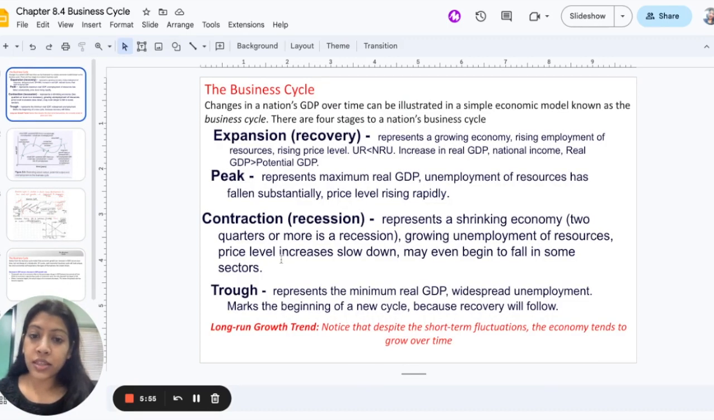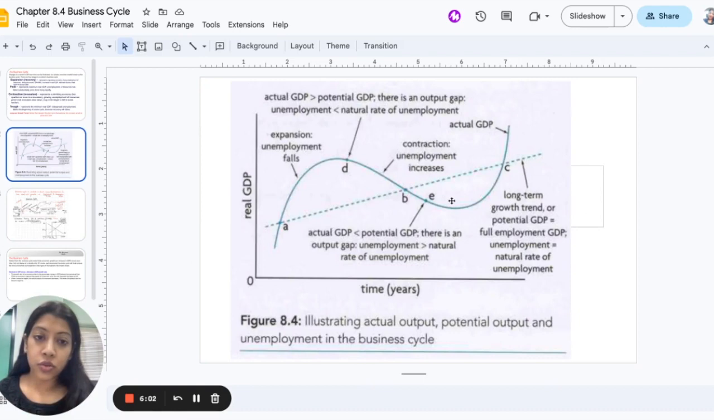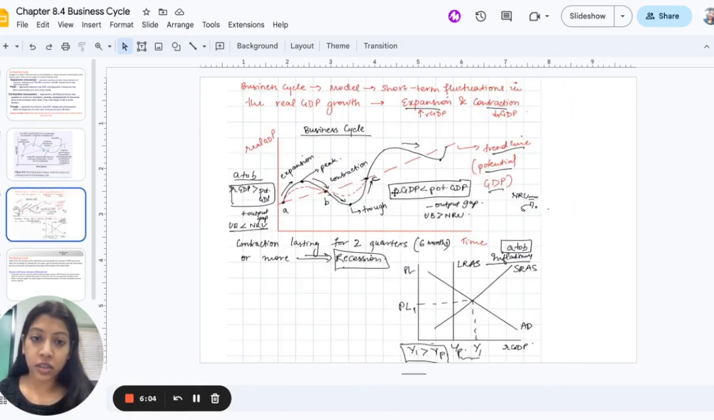The fourth stage is the trough, which is the minimum point of your wave. So the trough, I'll show it over here. You can see it's marked over here.